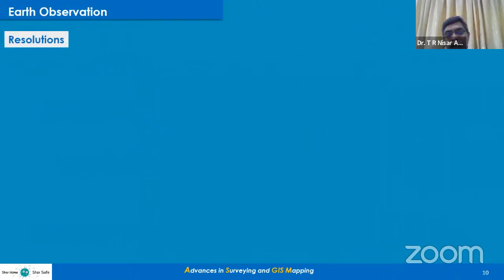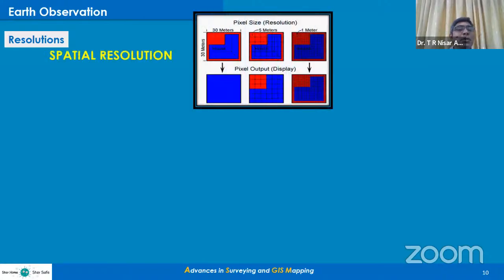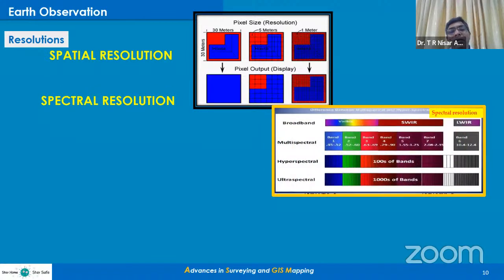Okay, so next is about the resolutions. When we talk about data specifically useful for surveying and mapping, we should always talk about resolution. We have different kinds of resolution: spatial resolution, which gives the pixel size, and spectral resolution, which gives the bandwidth for each band. For example, days have gone by. Earlier, it was only black and white, or panchromatic images, or just four bands, MSS data. Then came the hyperspectral data. Now it is possible to achieve thousands of bands with ultraspectral. That means more bands lead to more information.